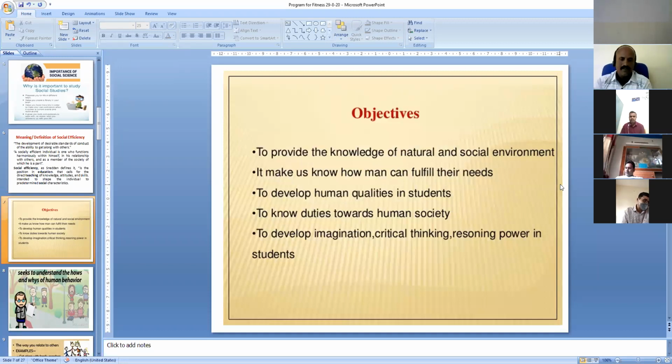And why do we have to understand this social efficiency or sports psychology? It helps to provide the knowledge of natural and social environment, to know how we can fulfill our needs, to develop human qualities in students, to know duties towards human society, to develop imagination, critical thinking, reasoning power in students. See, the last three objectives are very important for our field of physical education, to develop human qualities in students. So you have to develop human qualities first.